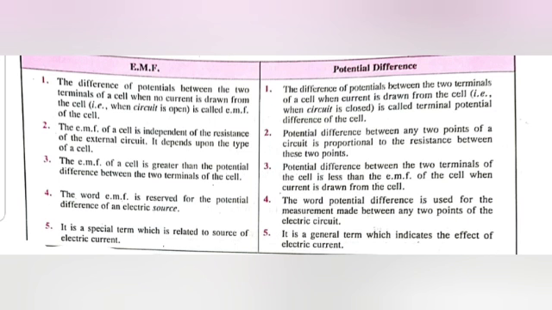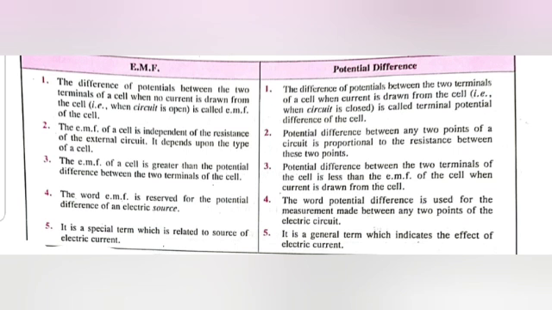So I have prepared a table for that, and you can see in this table very clearly the difference. I have divided the page into two parts. On the left hand side I have taken EMF, and on the right hand side I have taken potential difference. The first point is the definition: the difference of potentials between the two terminals of the cell when no current is drawn from the cell. While in potential difference I have written: the difference of potentials between the two terminals of the cell when current is drawn from the cell.